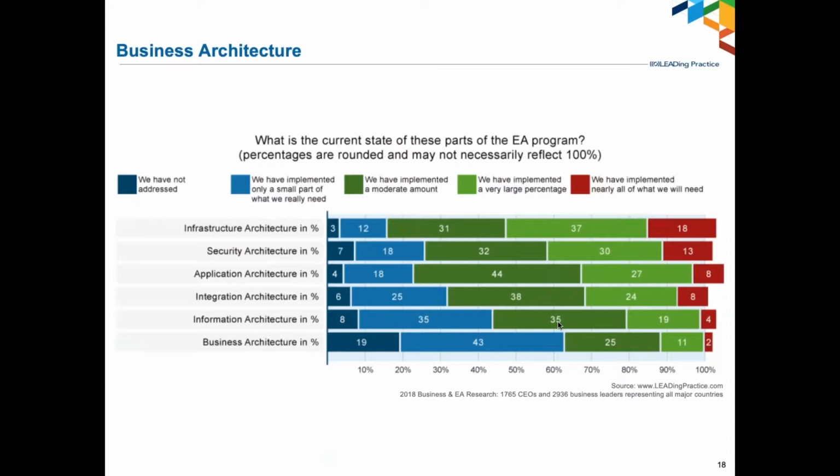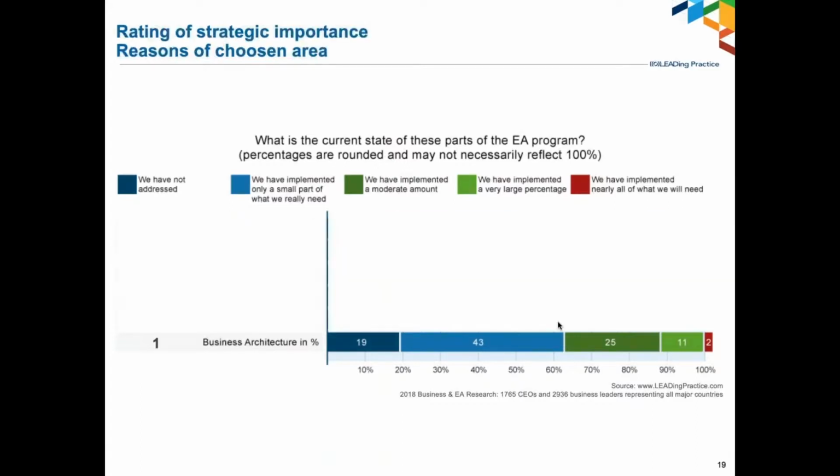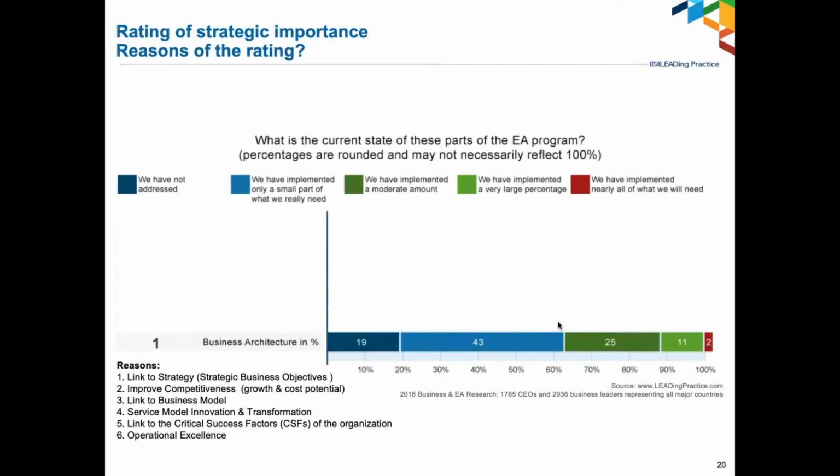Let's look a little bit. What is it actually the executives and the businesses want to do in these subjects? They prioritize the business architecture to be most relevant at the moment. Why? Because they are saying we need to have a link to strategy. It needs to link to our strategic goals because we need to improve the competitiveness as a part of our digital transformation. We need to link to the business model as a part of our digital innovations. We need to be rethinking our service model. That's where literally the innovation and transformation hits it.